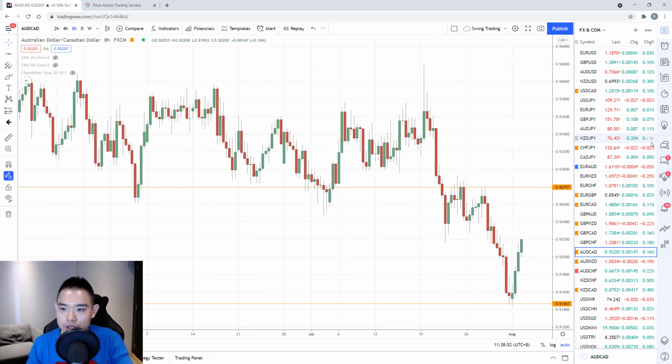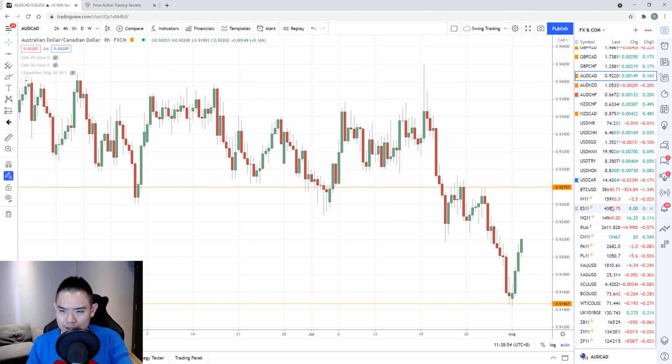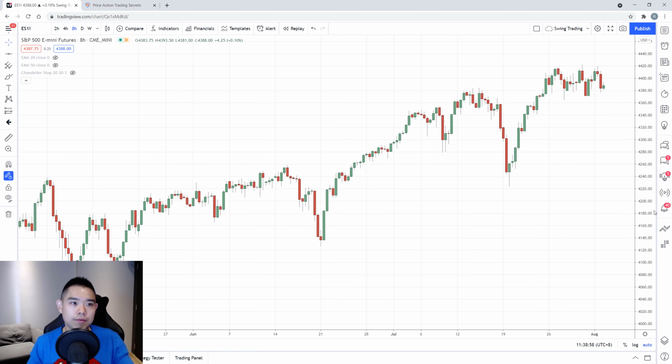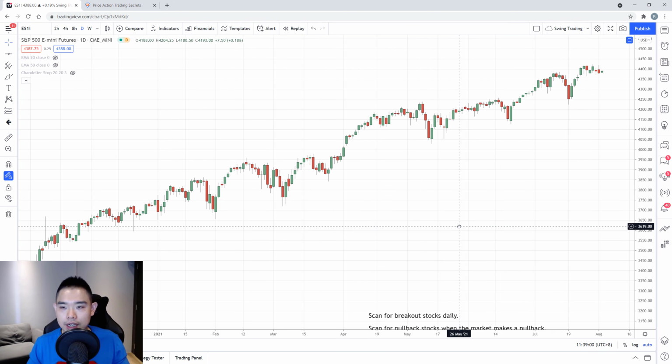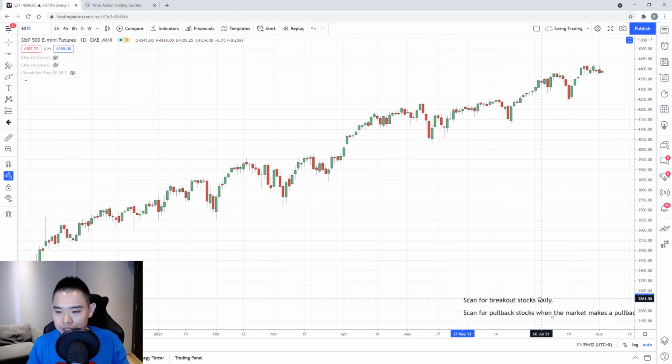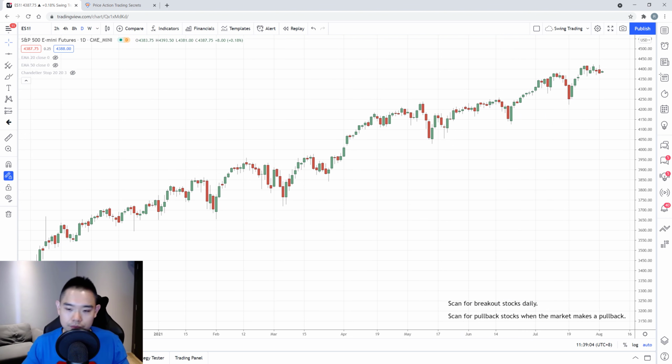All right, so overall the stock market, if you look at the S&P 500, you can see the overall daily time frame, right, it is bullish. You might see some text over here. This is just kind of a reminder to myself, to basically scan for breakout stocks each day and to scan for pullback stocks when the market makes a pullback. So it's just a reminder to myself. You don't have to get too worried about that. But generally what you can see is that the overall US stock market, we are still bullish.